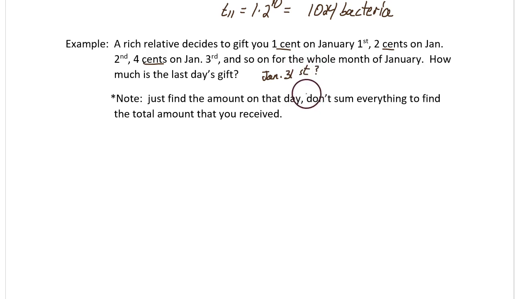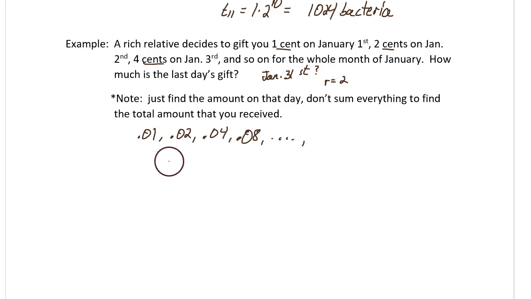Notice the pattern that's happening from term to term is doubling, so r is equal to 2. We have a geometric sequence. If we write out a few of the terms, it looks like this. 1 cent, then 2 cents, then 4 cents, then 8 cents, and so on until we get to January 31. Well, we don't want to take the time to list this out 31 times to get our answer.